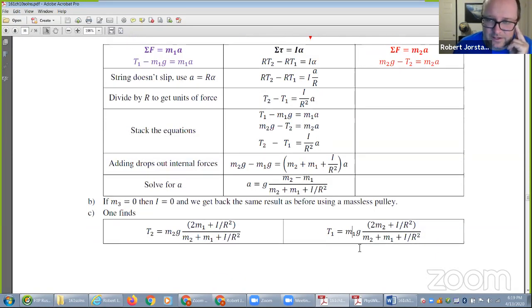An interesting result is if you set I equal to 0, this term drops out, this term drops out. We better get the same tension, right? Well, this term drops out, this term drops out. We get 2m1, m2g. Yes, that matches. So it actually does work out if you want to check that. That's pretty cool.